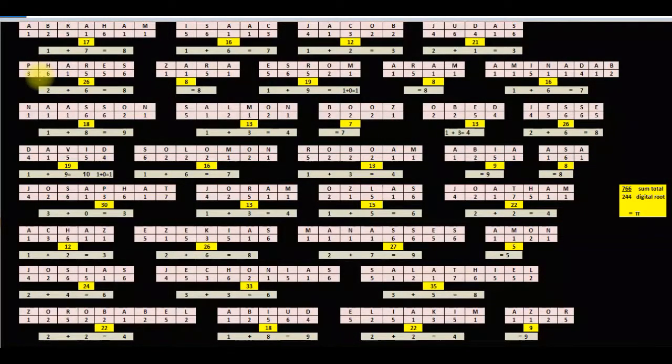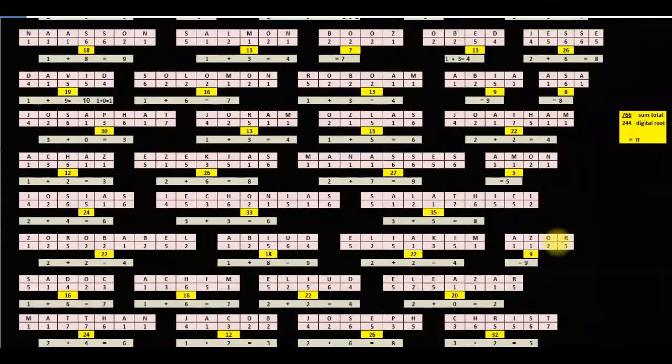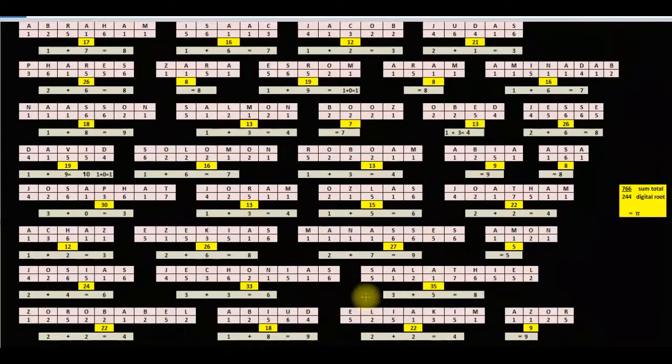Encoded into the names of the generations from Abraham to Christ. The value of those names, Abraham, Isaac, and Jacob, all the way to Christ, sum total 766. When you divide it by their digital root value, so the name Abraham has a value of 17, 1 plus 7 is 8, its digital root is 8. So when you add up all the digital roots, you get 244. When you divide 766 by 244, it encodes pi.